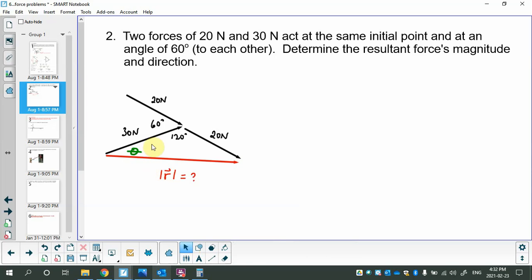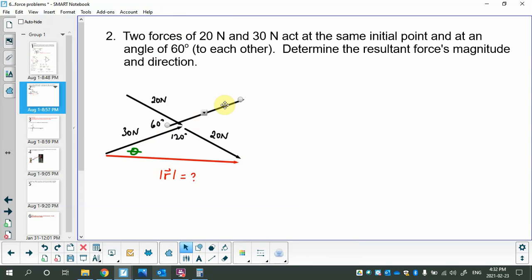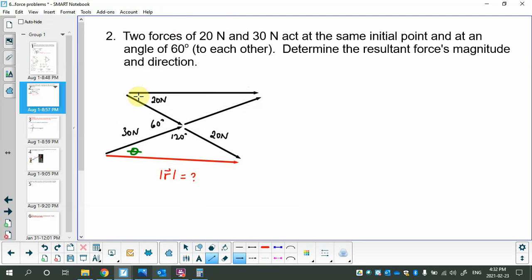So just quickly, let's see if I can do this. I can clone that after all. I could have made the triangle like this, in which case this is my theta right here, and that is compared to the 20 Newton force. But we only want to do this question once. So I'm leaving it like that. So now we've got a triangle.